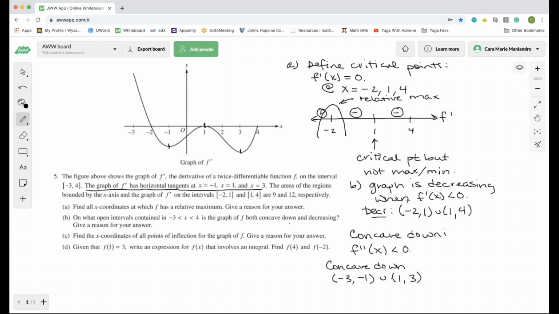So now I just have to match between here. I know that I am decreasing and concave down, so I am both from -2 to -1. And then it looks like 1 to 3 is common. Does everyone agree with that answer? Does anybody have any questions about that question?